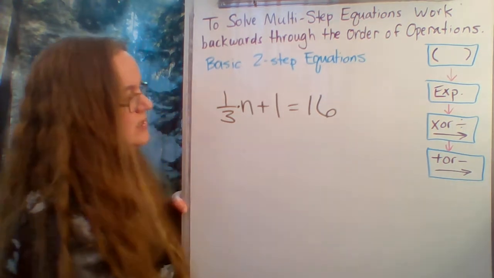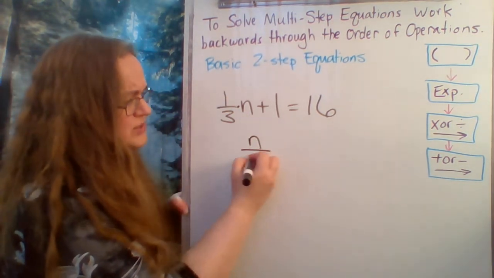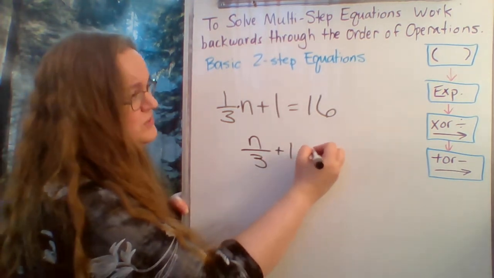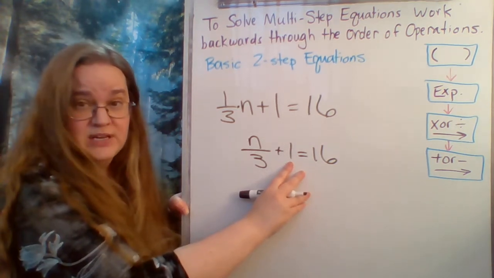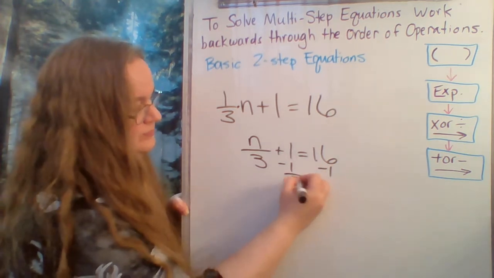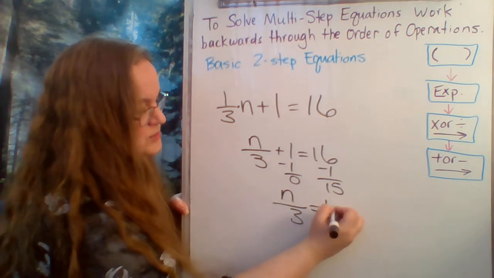So let's look at the same problem, but I'm going to back up and do it the other way, rewriting this as n over 3. So it's n divided by 3, because every fraction is a division problem waiting to happen. We just don't usually divide them out. I'm going to start with the same process. The opposite of adding 1 is subtracting 1. So some number divided by 3 equals 15.